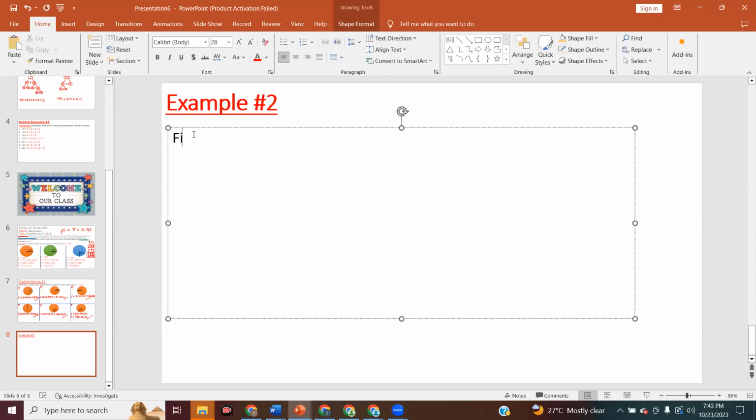So let's do this. Instructions: find the circumference of the circle.